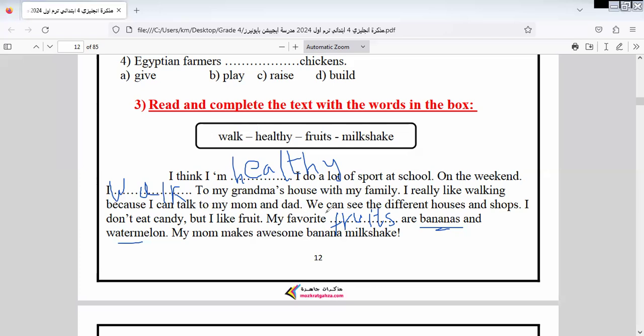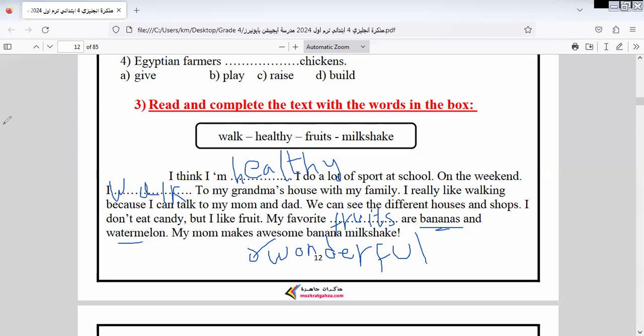So here, walk and talk with my family, so you have interaction between me and my family. We can see the different houses and shops. I don't eat candy, but I like fruit. My favorite fruits are bananas and watermelon. My mom makes awesome banana milkshake. Awesome has the same meaning as wonderful. I would like you to know this word also.